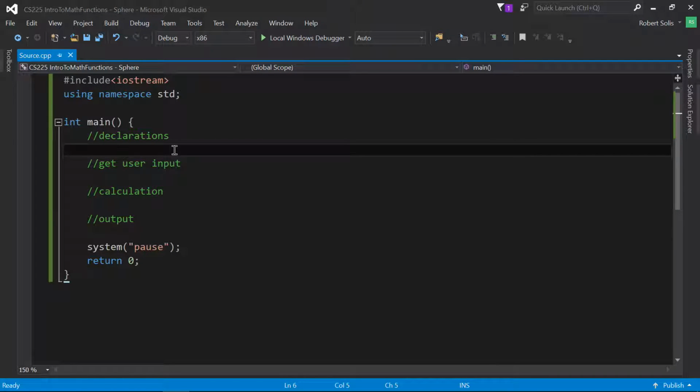Of course, you have to type in your initial code, which looks like this. Your include iostream, using namespace std, int main. I have some comments over here. System pause and return 0.